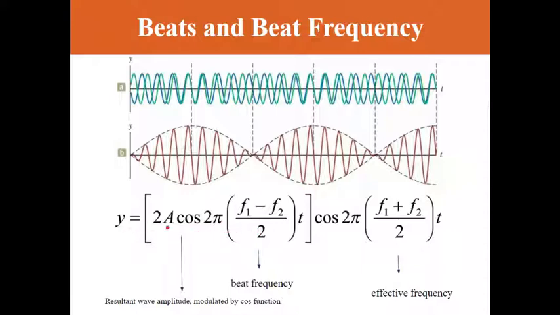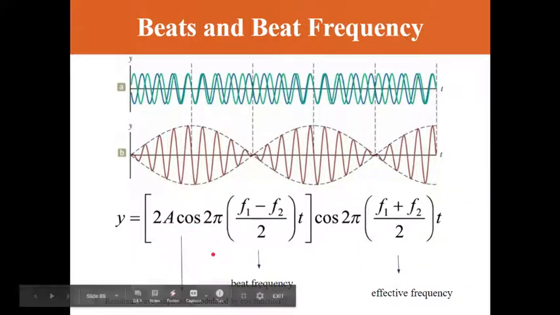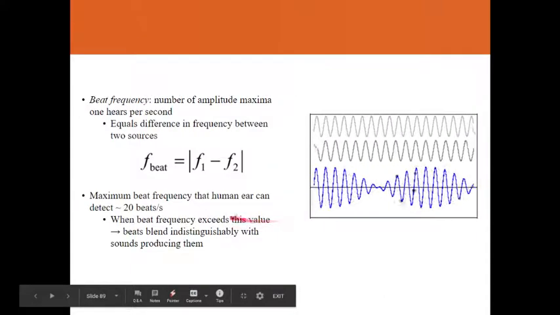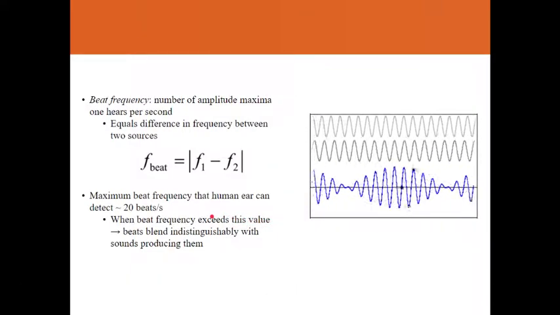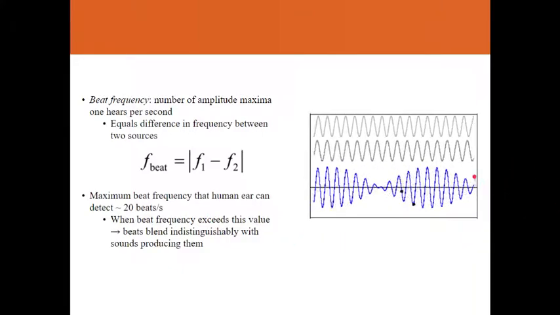The term 2A is the actual maximum wave amplitude, which again is modulated by this cosine term that depends on the beat frequency. The beat frequency is the number of amplitude maxima that one hears per second. So imagine that your ear is receiving the sound here.